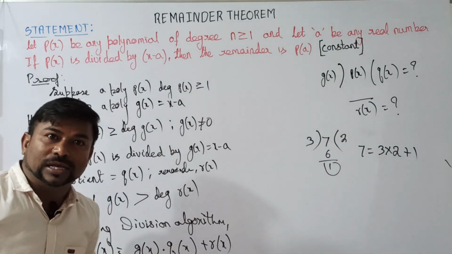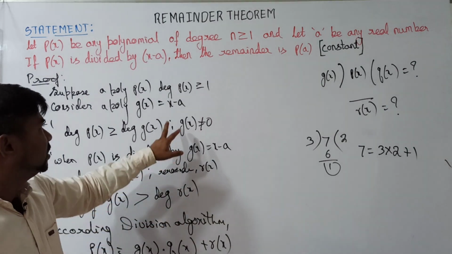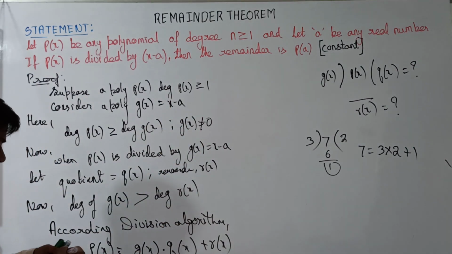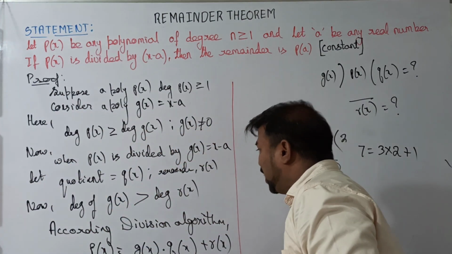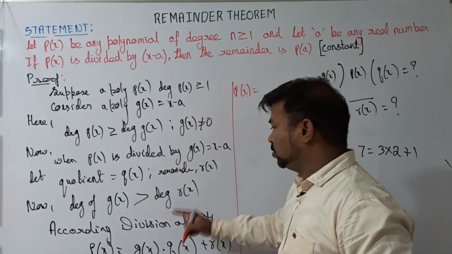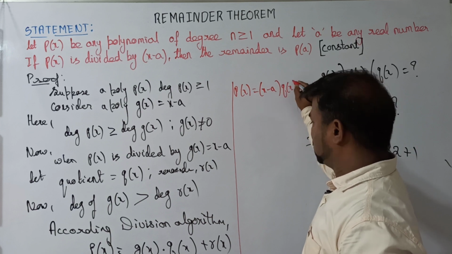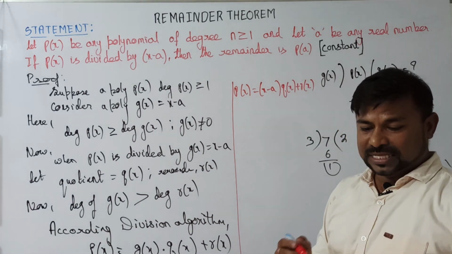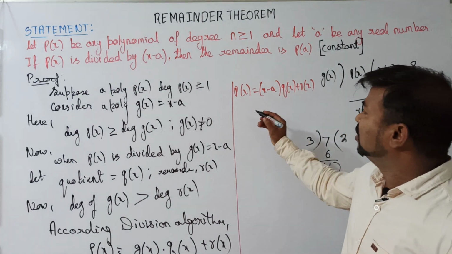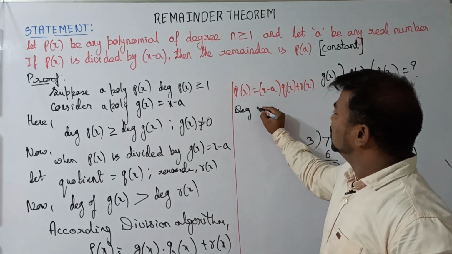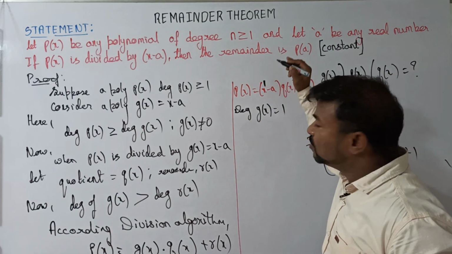Now, we already know what g of x is. We have already taken g of x as x minus a. Let us plug in the value of that. So p of x is equal to, in the place of g of x, let us plug in x minus a, into q of x plus r of x. This is what we are having now. Now, what is the degree here? The degree of g of x is equal to 1.